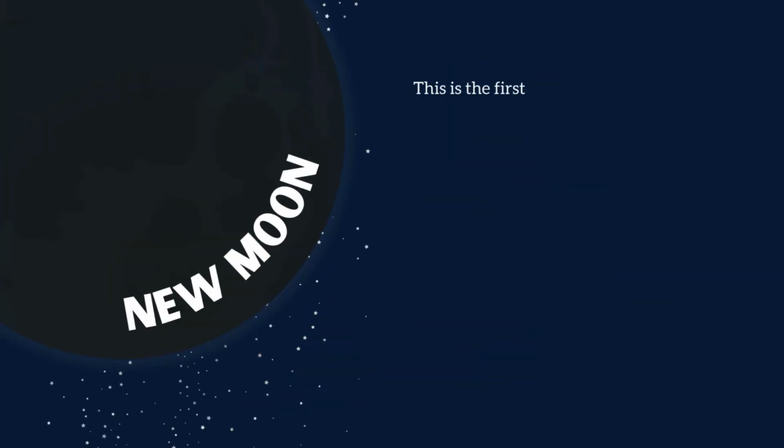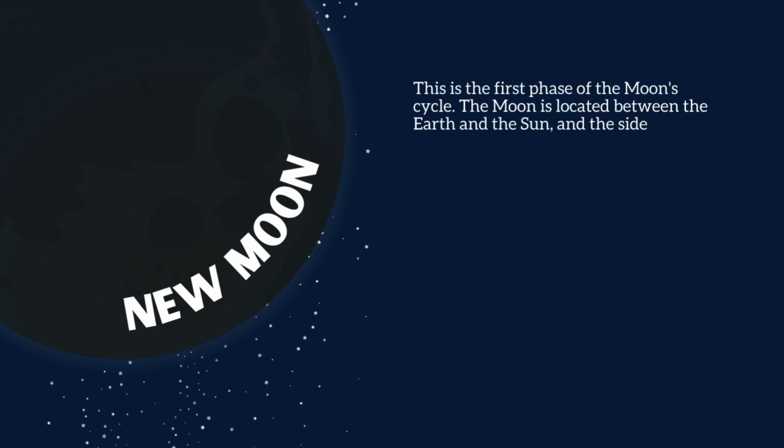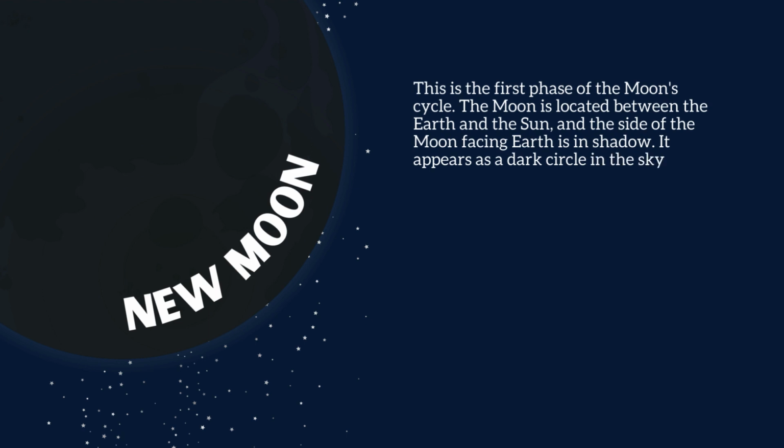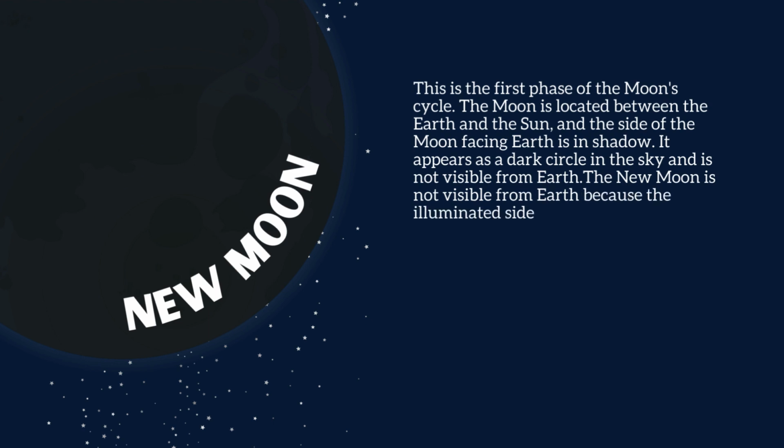This is the first phase of the moon cycle. The moon is located between the Earth and the sun, and the side of the moon facing Earth is in shadow. It appears as a dark circle in the sky and is not visible from Earth. The new moon is not visible from Earth because the illuminated side of the moon is facing away from us.